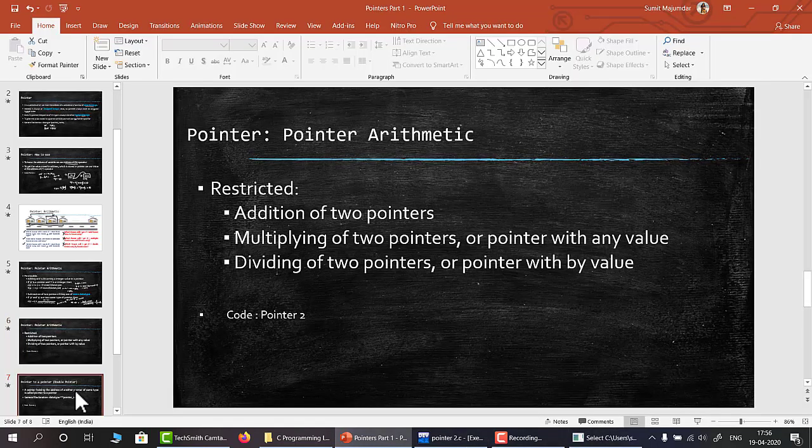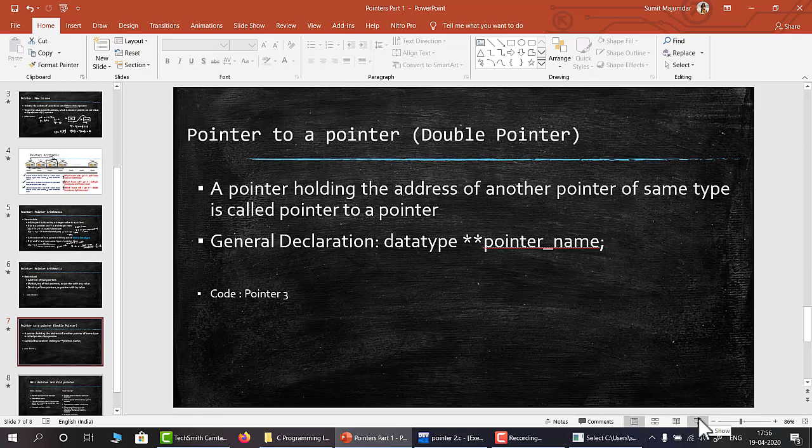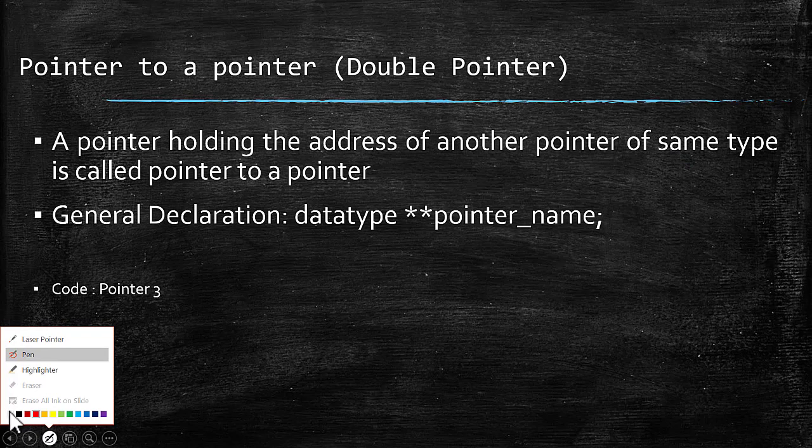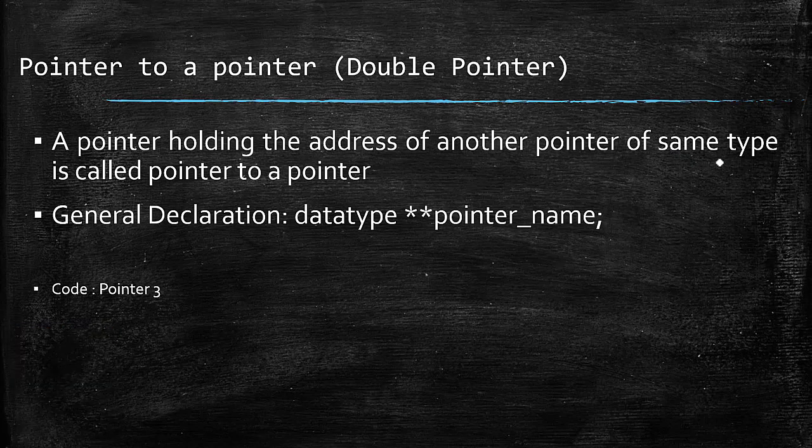Now next, let us discuss the concept of double pointer. What is a double pointer? A pointer holding the address of another pointer of the same type is called a pointer to pointer or a double pointer. So first of all, both the pointer and the double pointer have to be of the same type. And generally we can declare a double pointer by this declaration, data type followed by star star. Here, as it is a double pointer, we need to use 2 asterisks followed by the pointer name.